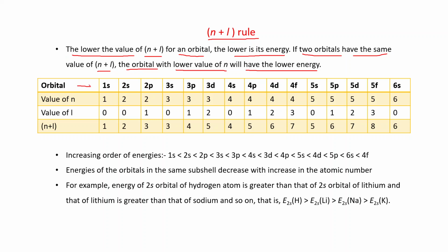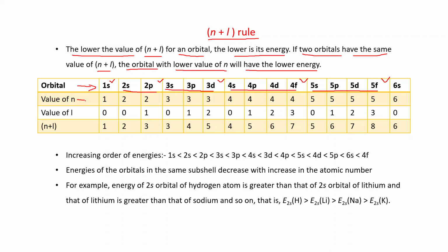In this, orbitals or subshells are represented. This is 1s present in the first energy level or first shell. This is 2s and 2p subshells in the second shell, 3s, 3p, 3d subshells in the third shell, 4s, 4p, 4d, 4f present in the fourth shell. And in the same way, 5s, 5p, 5d, 5f are present in the fifth shell.